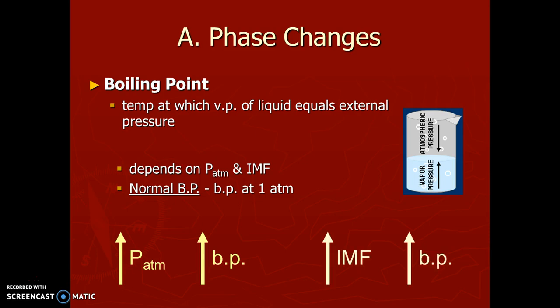And as intermolecular forces increase, so does the boiling point as well. Because if you have higher intermolecular forces, those molecules don't want to separate from each other. And in order to become a gas at the boiling point, they need to separate. So both of these relationships between boiling point, intermolecular forces, and the atmospheric pressures are direct relationships. When one goes up, the other one's going to go up.